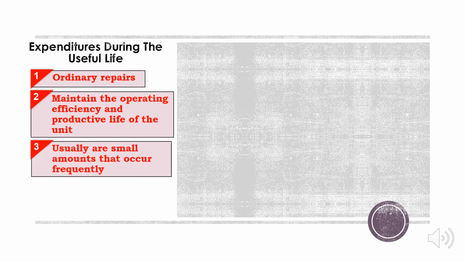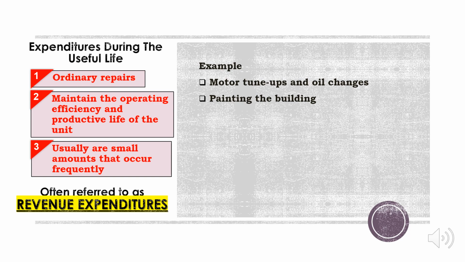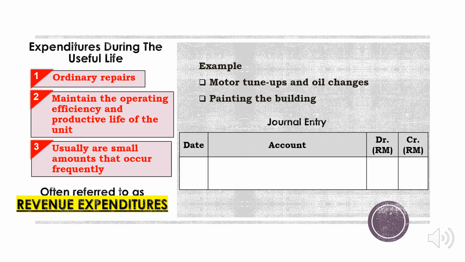How to identify expenditure during the useful life? It must be an ordinary repair, to maintain the operating efficiency and productive life of the unit, usually a small amount that occurs frequently, often referred to as revenue expenditure. Examples: motor tune up and oil changes, painting the building. So the entry will be debit maintenance and repair expenses, credit will be cash.